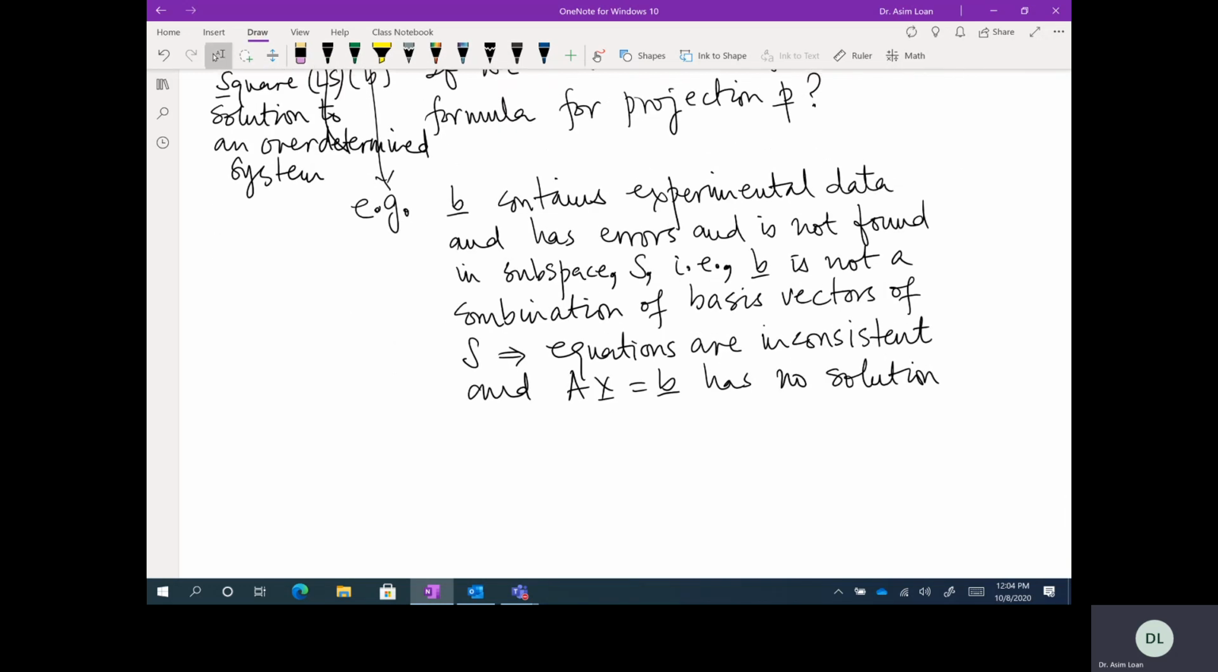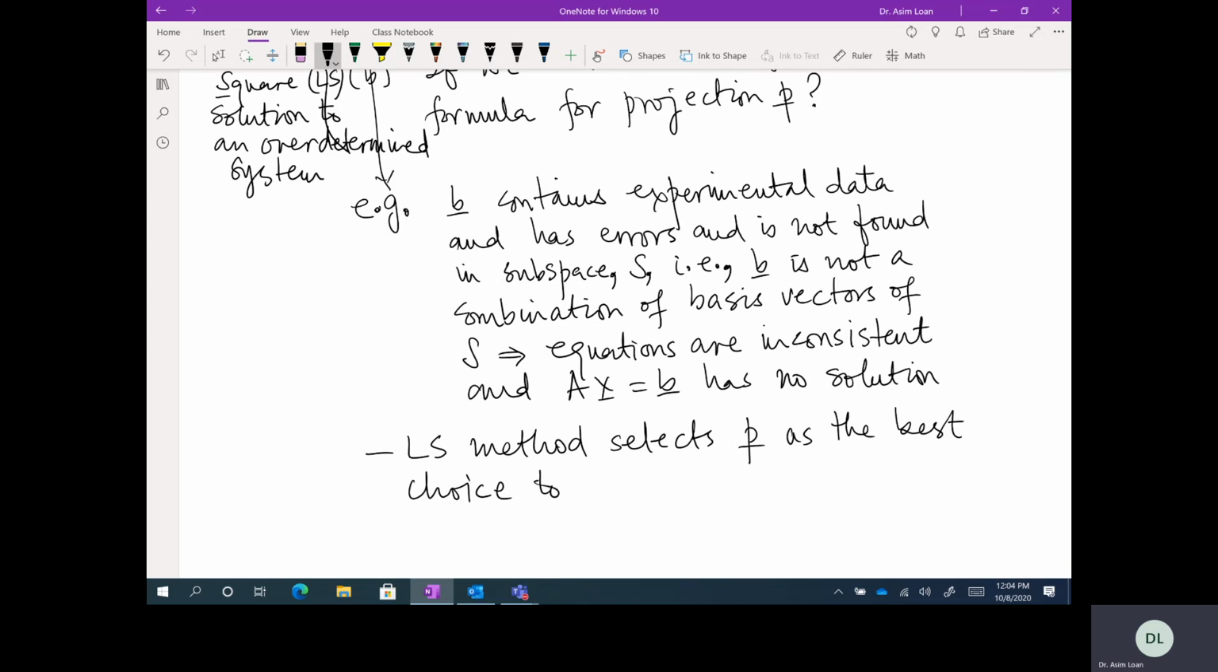Doesn't look nice then. So what does the least square method do? The least square method selects p as the best choice to replace b. Because p is in the subspace, obviously Ax equals p should have a solution. So least square method selects p as the best choice, and this is actually the regression analysis.